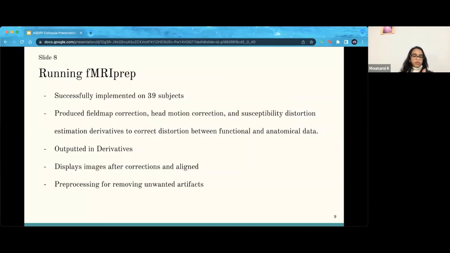So to summarize what our results ended up being and what we've done so far using fMRIPrep, we've successfully implemented fMRIPrep on 39 subjects, and this produced field map correction, head motion correction, and susceptibility distortion estimation derivatives, which help us to correct distortion between functional and anatomical data. These were all outputted into a derivatives directory on our server, and they essentially allow us to pre-process and remove unwanted artifacts that could affect our results in the future.